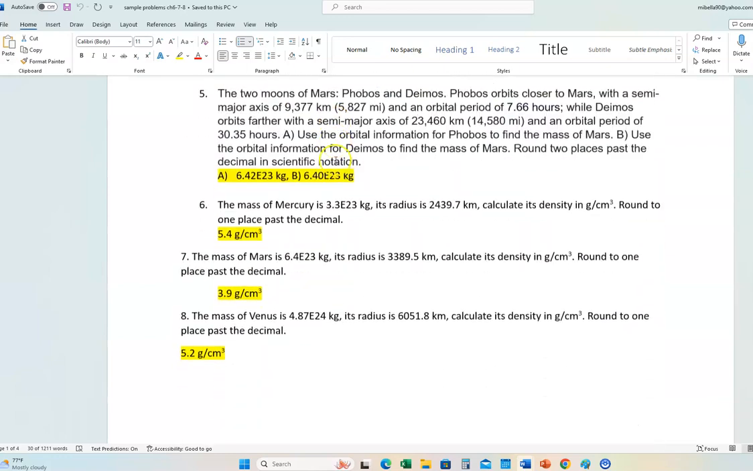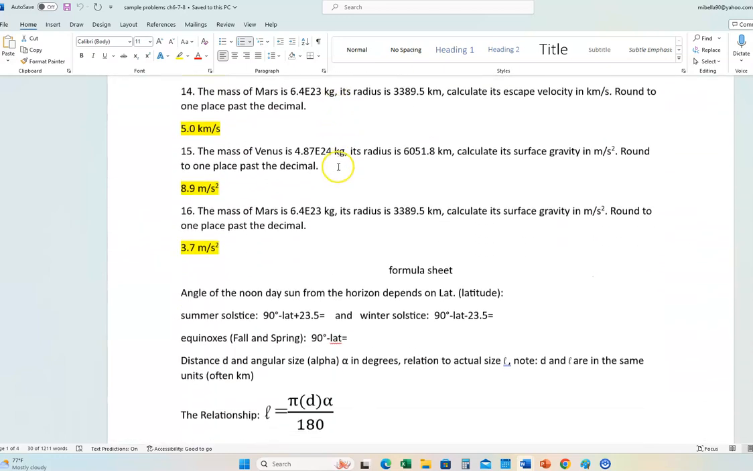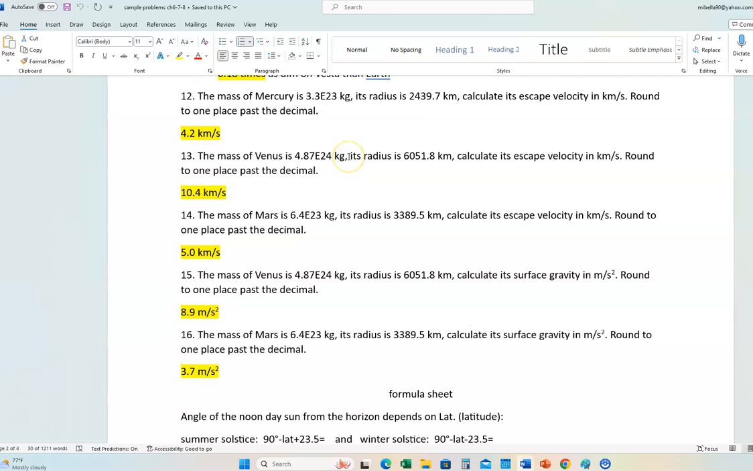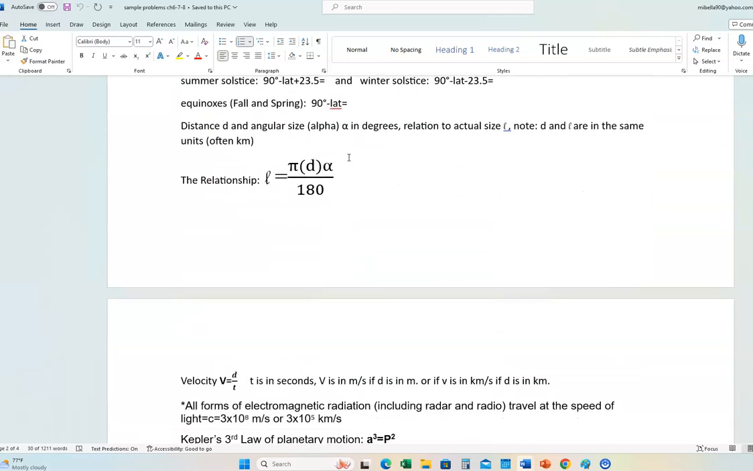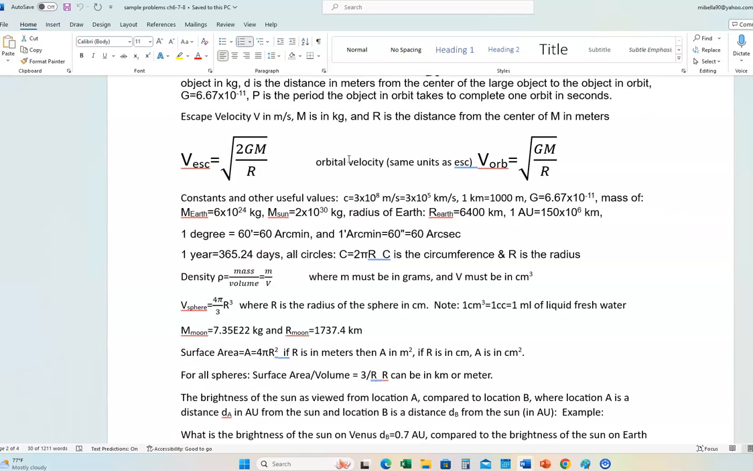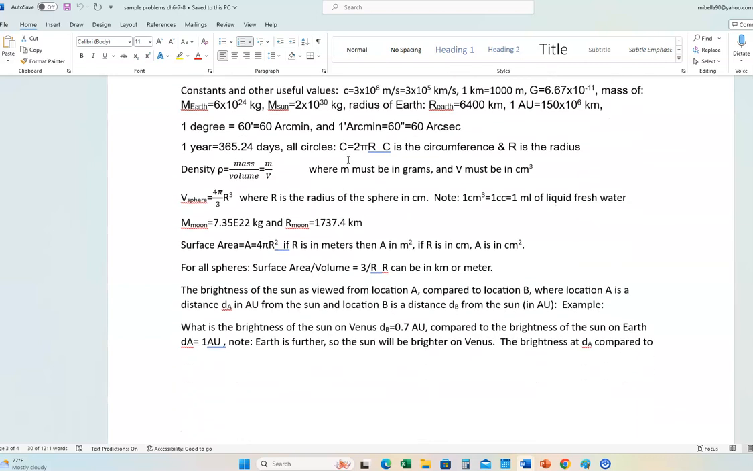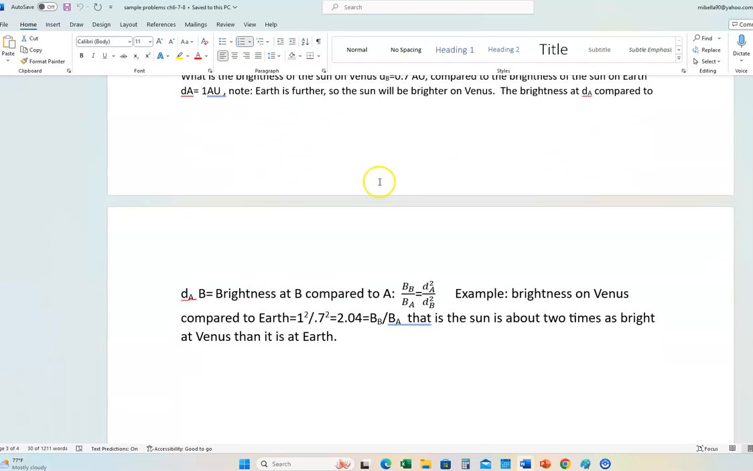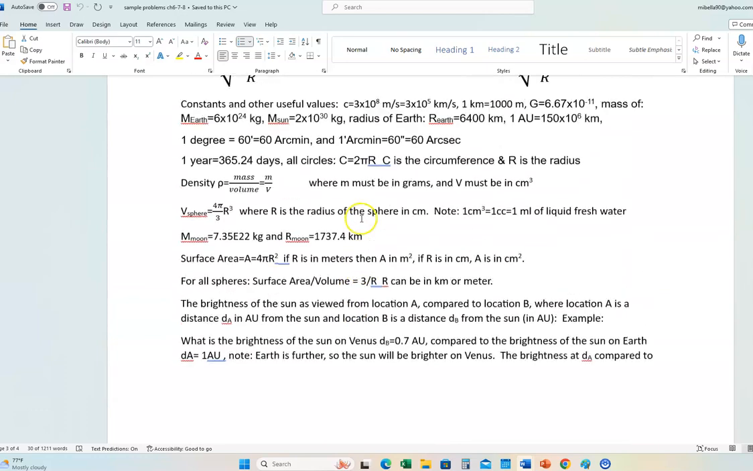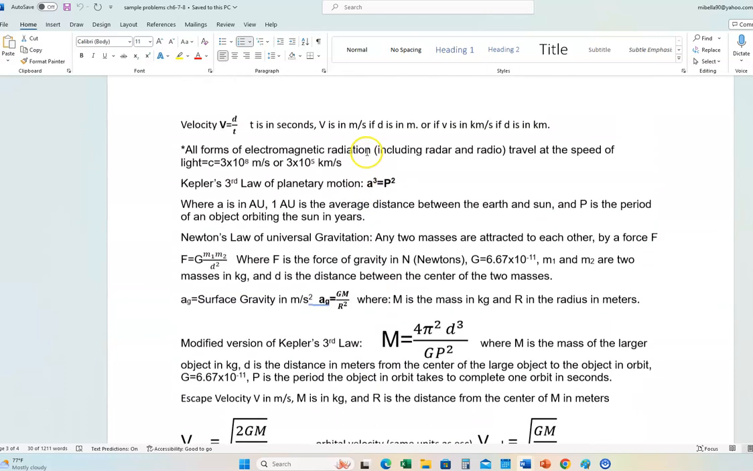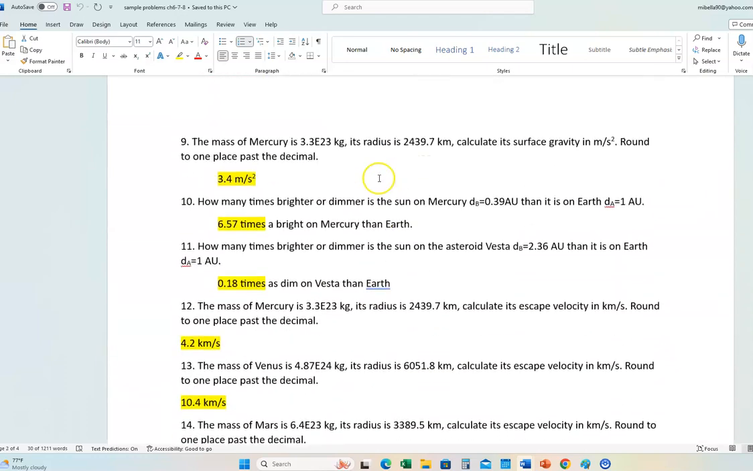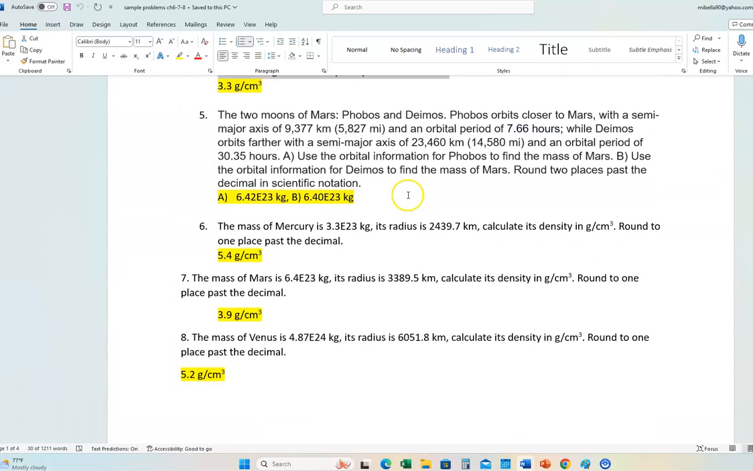Let's see, there's 16 of them. There's a formula sheet as well to help us with the test. So we'll do all these examples. Right now we are on number 4.